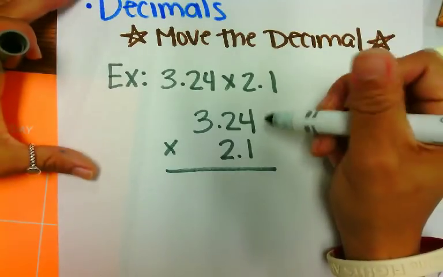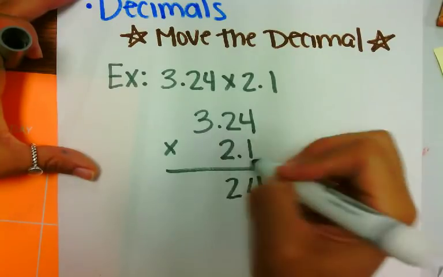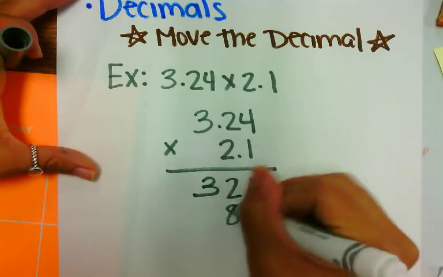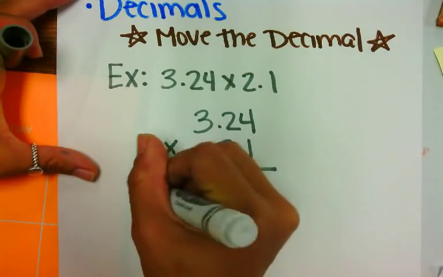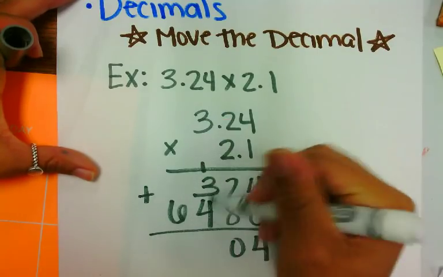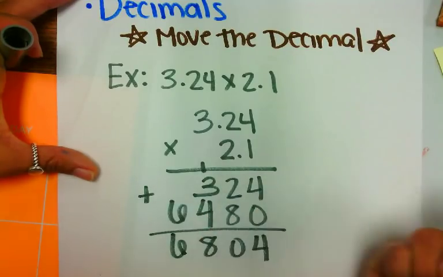Alright, hopefully you paused the video. But 1 times 4 is 4. 1 times 2 is 2. 3 times 1 is 3. Placeholder, 2 times 4 is 8. 2 times 2 is 4. 3 times 2 is 6. And then you're going to add. 4 and 0 is 4. 8 and 2 is 10. 4 and 3 is 7, plus 1 is 8. And then 6 is there.